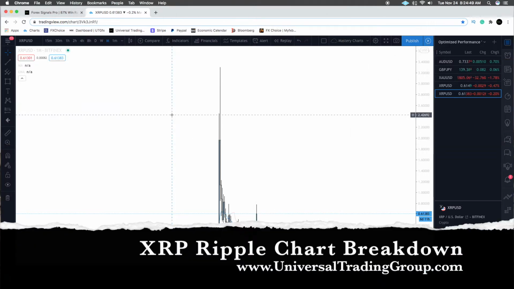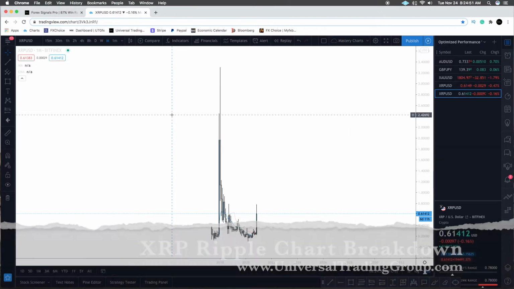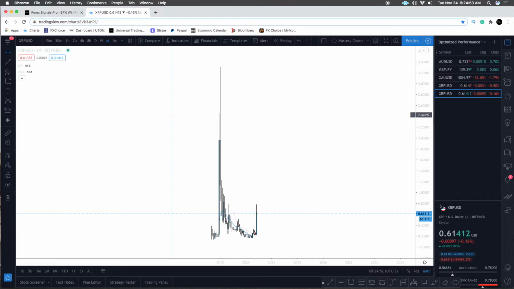In this video, we're going to be breaking down the XRP USD chart, also known as Ripple. We'll start from the monthly time frame and work our way down. As you can see here, XRP is now breaking out. We have moved from 23 cents all the way up to 78 cents so far.